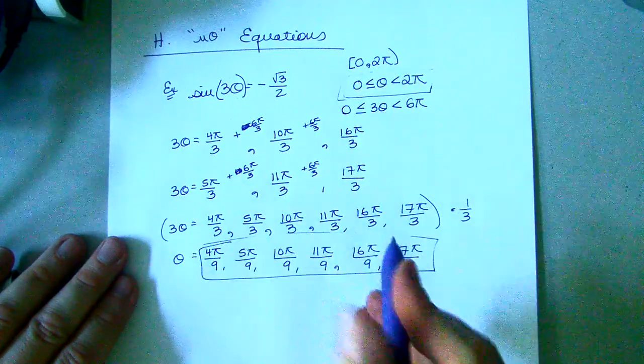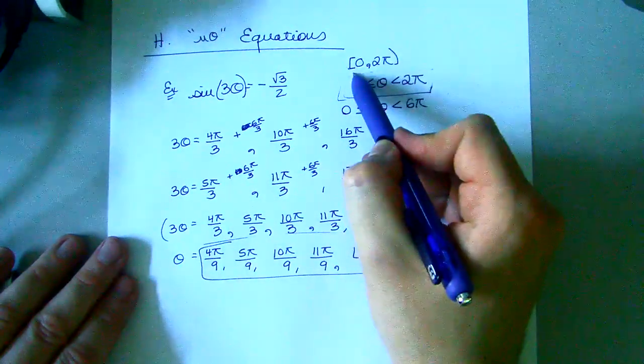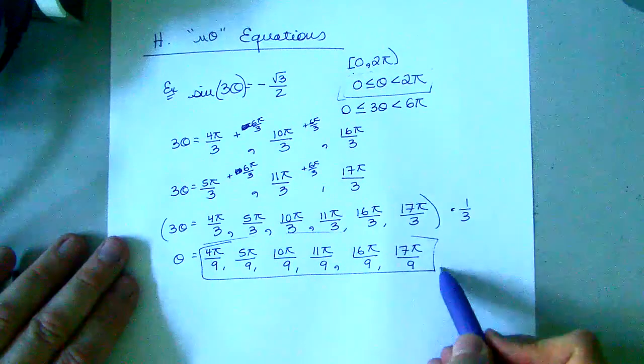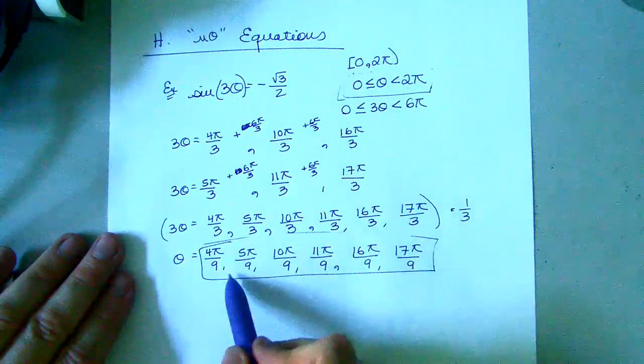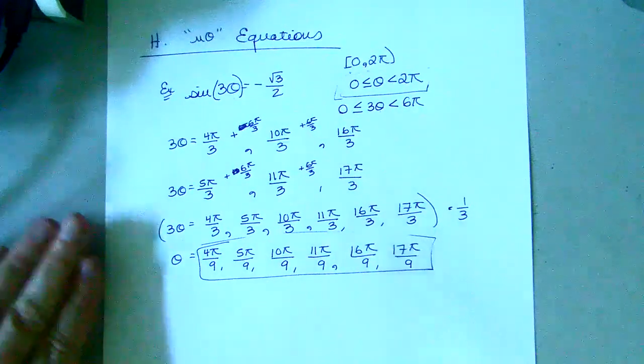These angles truly are within 1 spin of the unit circle, because I know that 2 pi would have been 18 pi over 9. These are all within that, and I have 6 answers here.